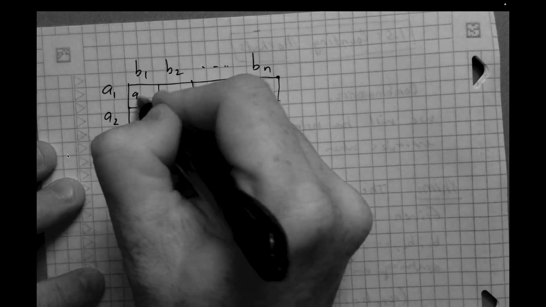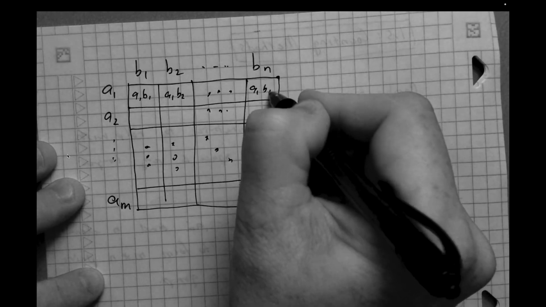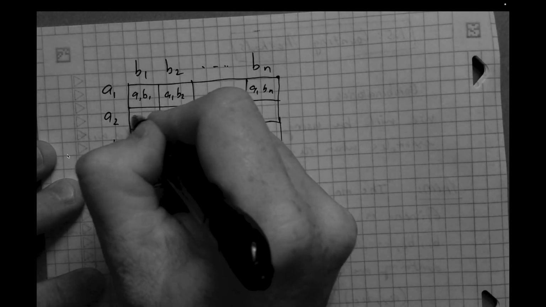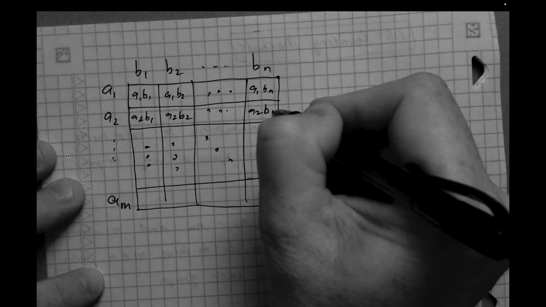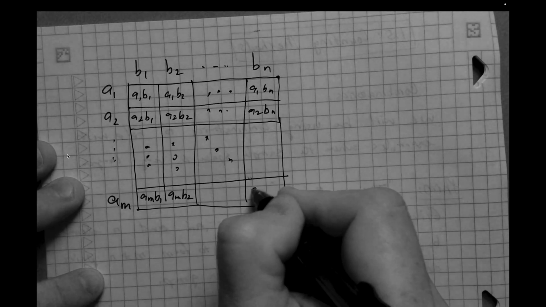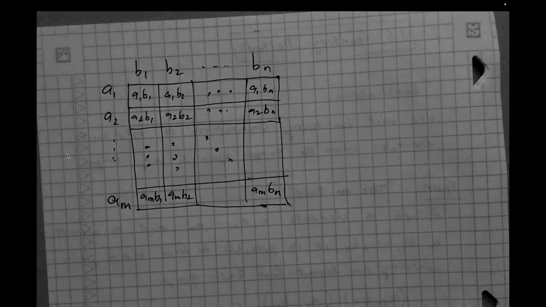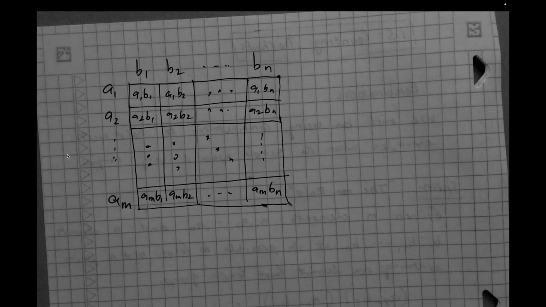But this would be A1, B1, A1, B2, A1, BN, right? A2, B1, A2, B2, A2, BN, AM, B1, AM, B2, AM, BN, right? And with a little bit of effort, you could easily convince yourself that this is indeed all of the possible pairings that you could get. Okay, this is all the possible combinations.